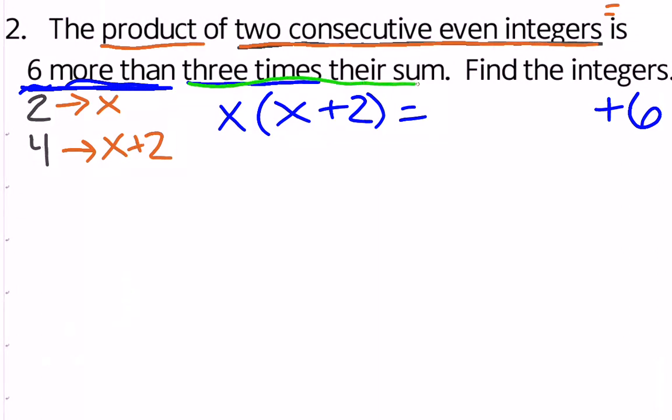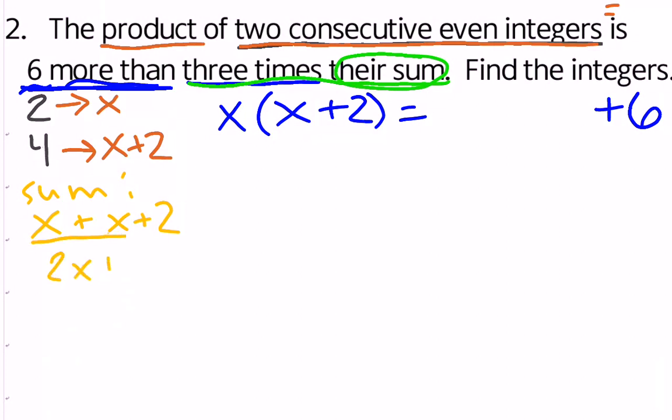3 times their sum. Their sum. Do I know what their sum is right now? No. So let's find their sum. Sum means add. So that means x plus 2. If I combine like terms, that would give me 2x plus 2. So this is the sum of their numbers. So it's saying 3 times 2x plus 2. I need to put parentheses. 3 times their sum, 2x plus 2.